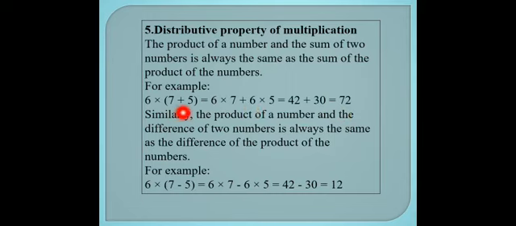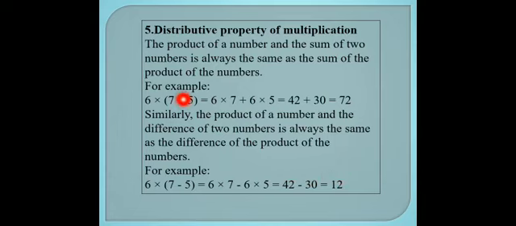As it works for addition, it is also applicable for subtraction. Here you can say 6 multiplied by the bracket 7 minus 5. So when the distribution takes place, it is 6 into 7 minus 6 into 5. So the products we get, 6 sevens are 42 and 6 fives are 30, with a subtraction in between. So we are subtracting 30 from 42. So 42 minus 30 is equal to 12.